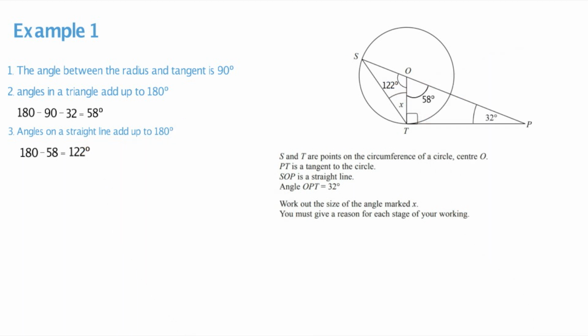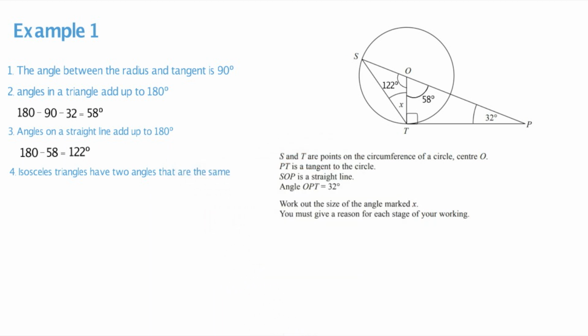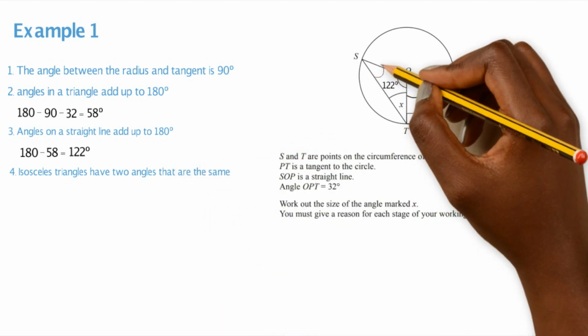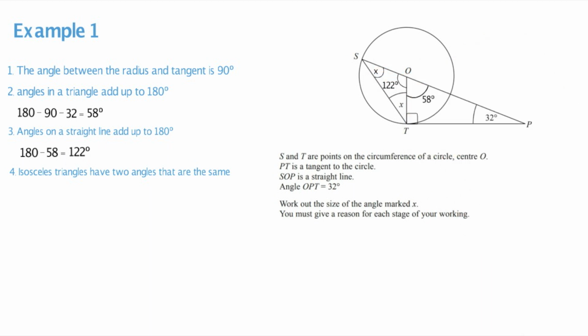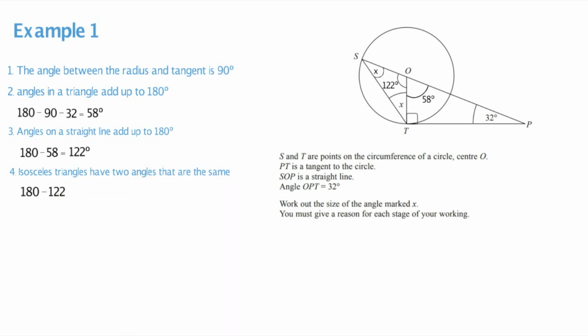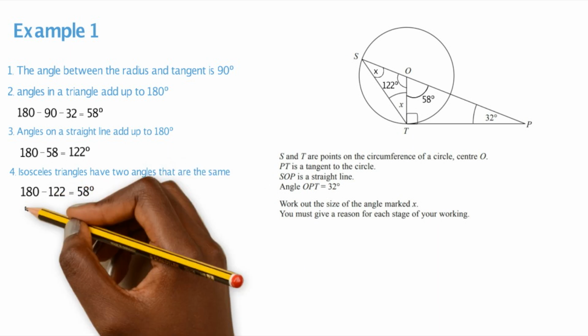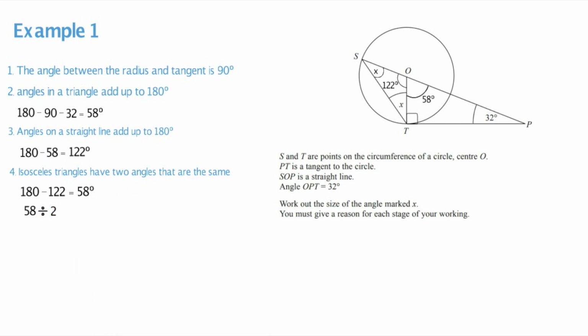So to work out the other angle there, we'll do 180 minus 58, and that will leave us with an answer of 122 degrees. And lastly, isosceles triangles have two angles that are exactly the same. So again, because it's still a triangle, we're going to do 180 minus 122 degrees, which gives us an answer of 58. So we're going to do 58 divided by 2 to work out what x is, and that is 29 degrees.